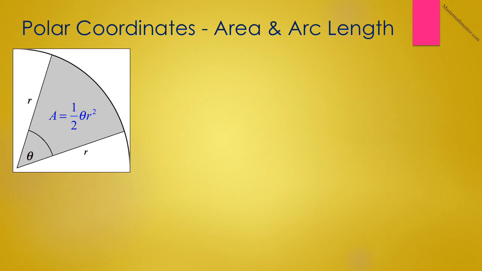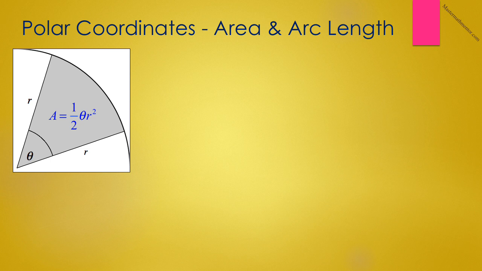Back in our geometry days, we learned how to take the area of a circle. We found it to be A is equal to pi r squared. That is equal to 1/2 of 2 pi r squared.